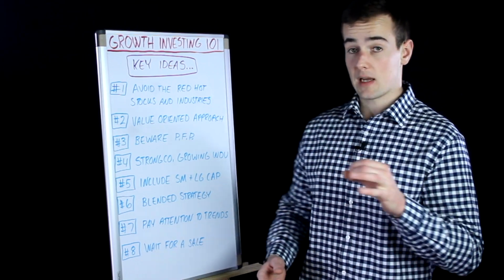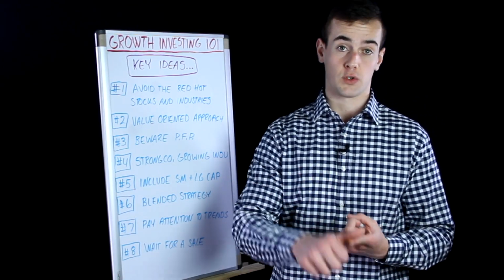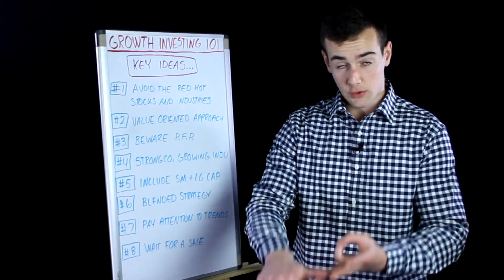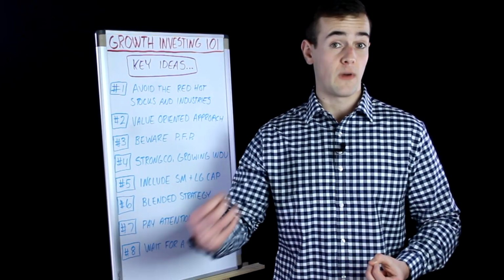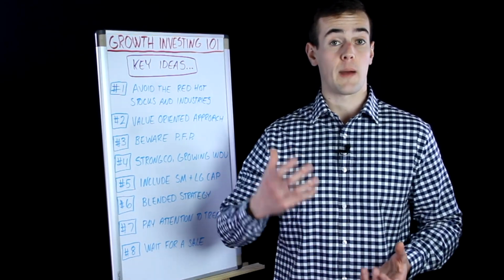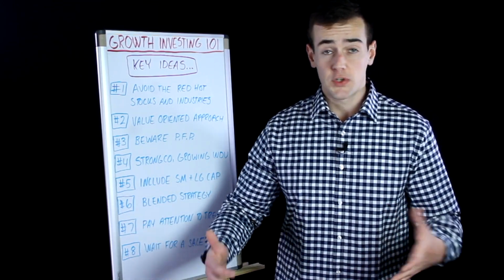Number 7 is pay attention to trends. We talked about a number of different trends out there. We talked about the social, economic, and government trends that you can find. We talked about mega trends and all these different trends you can find, and then look for potential growth opportunities within them. And then finally, when in doubt about investing, just wait for a sale.